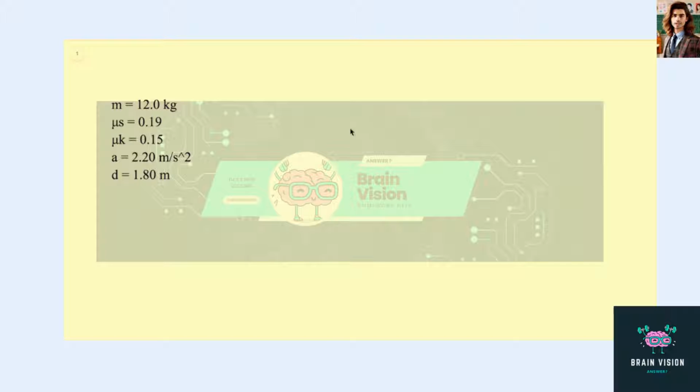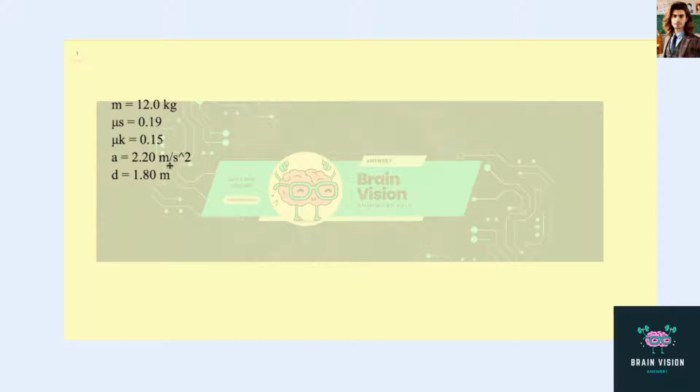Okay, this is question 5.88, losing cargo. We have a box resting on the bed of a truck, and the truck stops at a stop sign and then starts to move with an acceleration of 2.2 meters per second squared. The box is 1.8 meters from the back of the truck, and we want to know how long until the box falls off the truck.